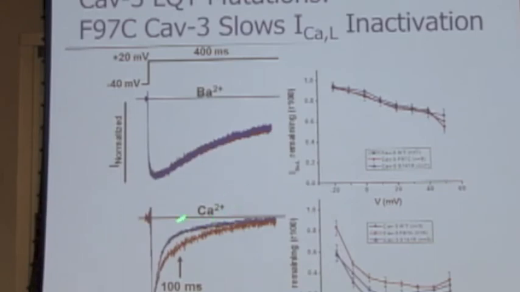However, if calcium is the charge carrier, it gets interesting. One of the mutations clearly delays the inactivation of the calcium current, and that's the F97C mutation, and that's seen at multiple test potentials, whereas the mutation that caused the larger inward currents actually overlaps the wild type. So if you've been following, that suggests that we have two mutations in caveolin 3 that actually impact the calcium current in different ways. One increases the peak current, the other slows current decay, both of which potentially could contribute to action potential duration prolongation and long QT.